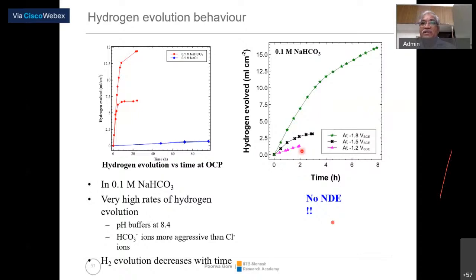Why? Because this metal in the beginning is bare metal. It doesn't have a film. In fact, the film starts forming here, and so the hydrogen evolution is taking place. That means there's no NDE. That means magnesium does not by nature show an increase in hydrogen evolution as you polarize anodically. It is happening in sodium chloride because sodium chloride forms a film. When you polarize anodically, the film is getting damaged, and so hydrogen evolution starts occurring on the surface.